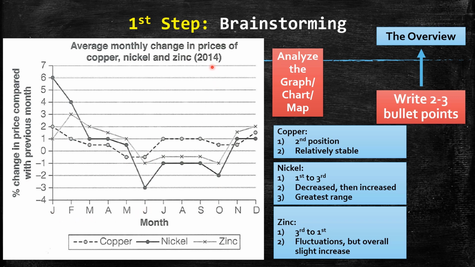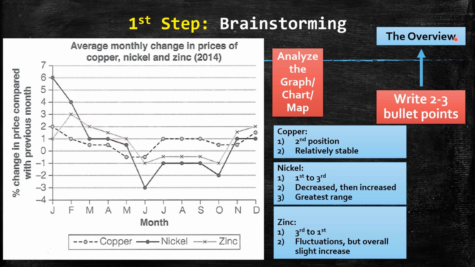Throughout the year of 2014, from January to December, the prices of copper, nickel and zinc have sometimes increased, sometimes decreased. In this case, it's a graph. Particularly, it's a line graph. There are different types of graphs. There is a bar graph. There are other types of graphs, but this is a line graph.